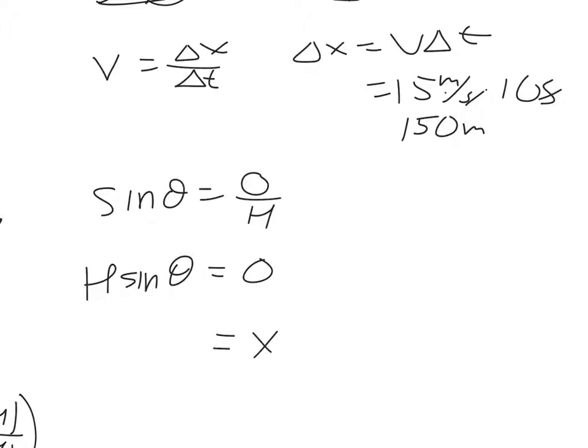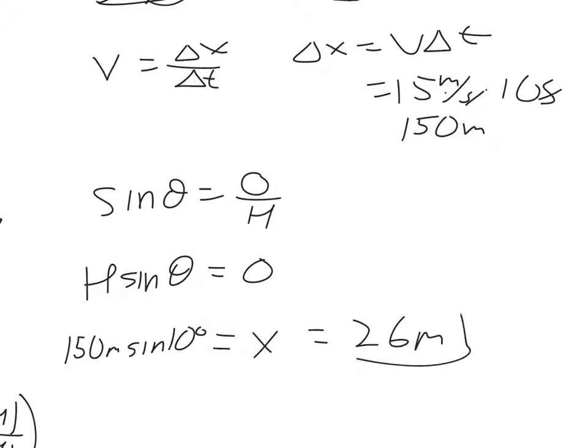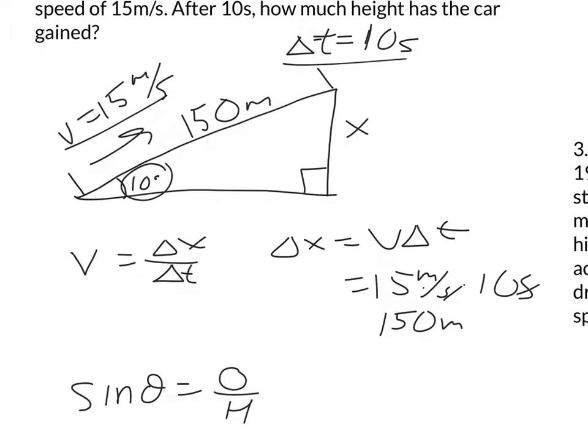H, the hypotenuse, was 150 meters times the sine of 10 degrees. And make sure your calculator's in degrees for this, obviously. So we'll do 150 sine of 10. And that, in my calculator, comes out to 26 meters, which is what we're looking for. 26 meters up is how far you go if you drive 150 meters along a 10-degree incline. Good to know. Moving on.